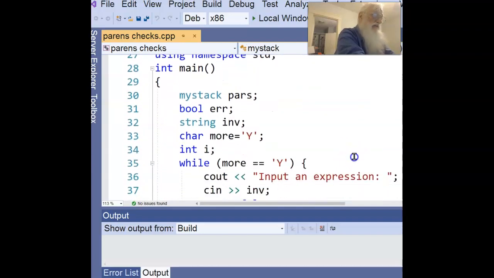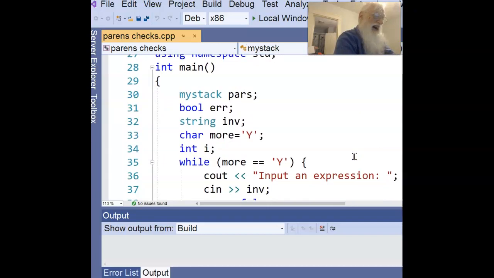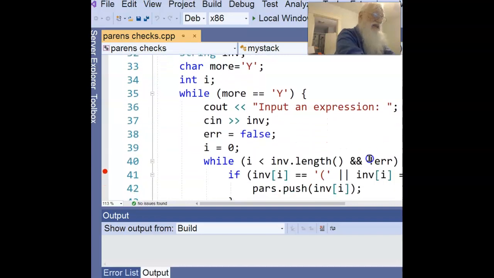Now here's my program. myStack, parentheses. Boolean error. String inval. And more will be Y, so I can put in more if I feel like it. And I needed an I for some things in here. While more equals yes, I will input an expression. Then I'll say there's no error in the expression right now. And I'll start at the beginning of the expression.